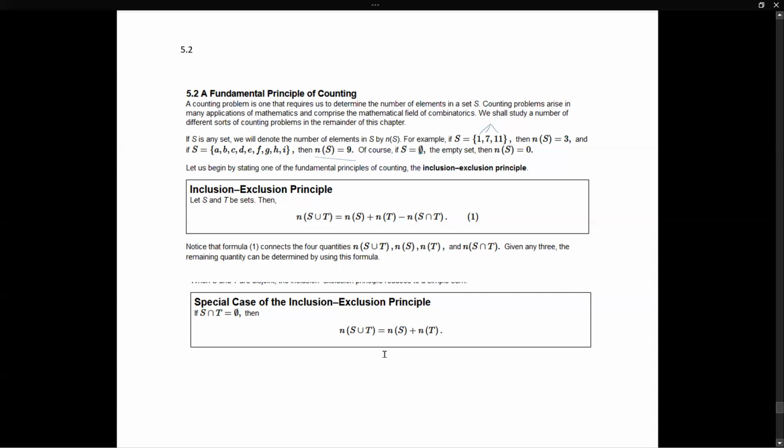Try these problems, and we'll talk about other sections.